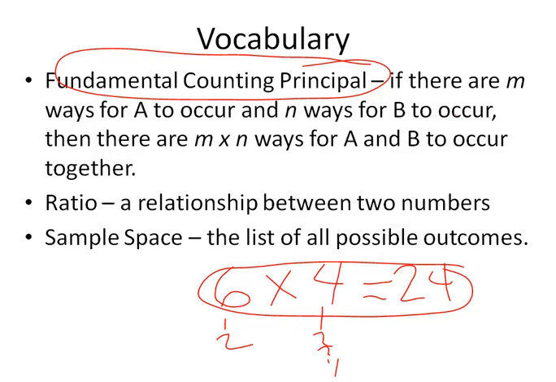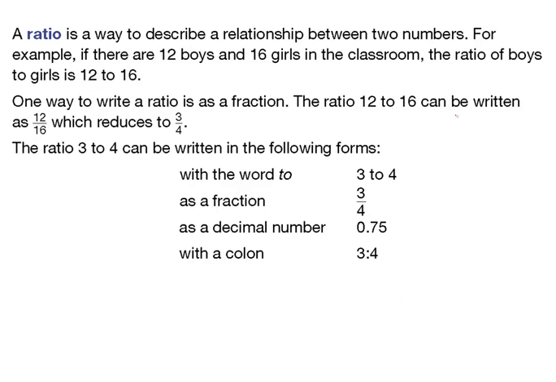A ratio is a relationship between 2 numbers, and sample space is just the list of the possible outcomes that we can get. So, a ratio is a way to describe a relationship between 2 numbers. For example, if there were 12 boys and 16 girls in a classroom, then the ratio of boys to girls would be 12 to 16. One way to write that is as a fraction, 12/16, which would then be reduced to 3/4, meaning that for every 4 girls, there's 3 boys. So the ratio is 3 to 4.